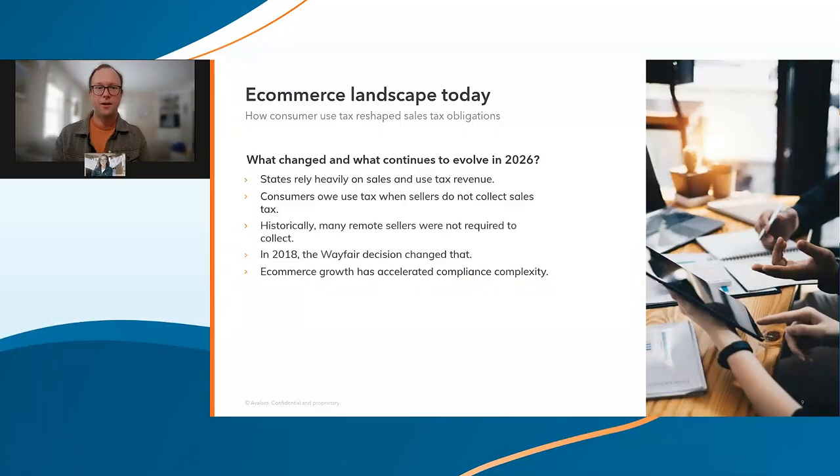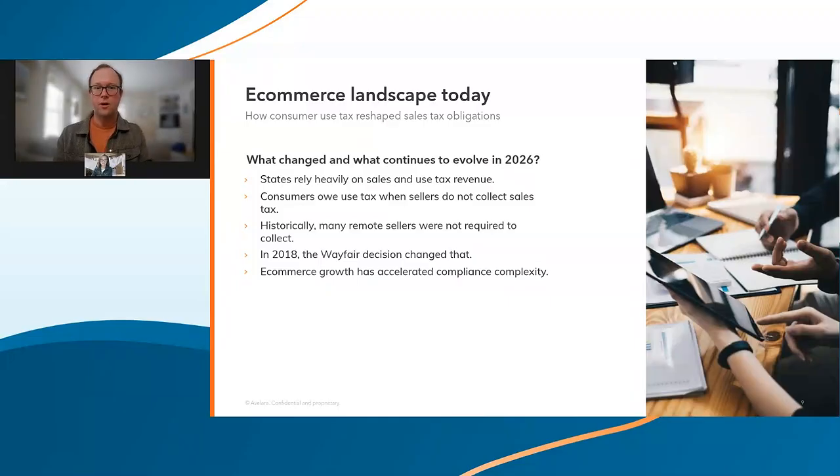Now, historically, many remote sellers, so if I was physically located here in Maine, where I am, and I ship things all over the place, it might be that I really didn't need to worry about sales tax all that much. The burden was on the people I'm selling it to. Now, in 2018, that all changed. In 2018, there was a decision which basically imposed this new set of legislation, which was called economic nexus.